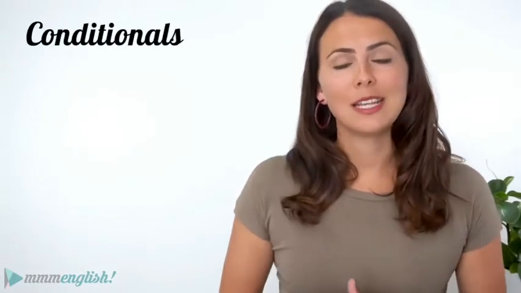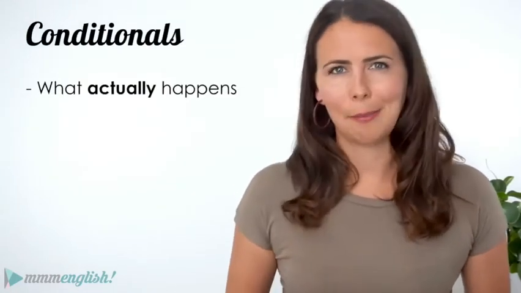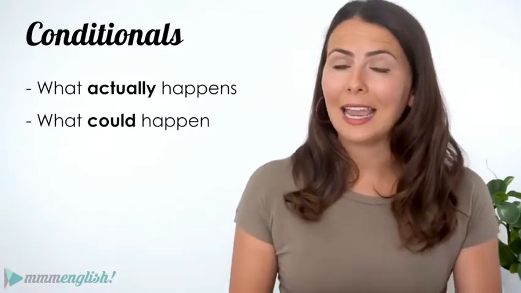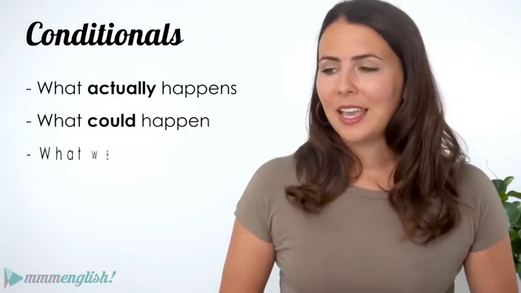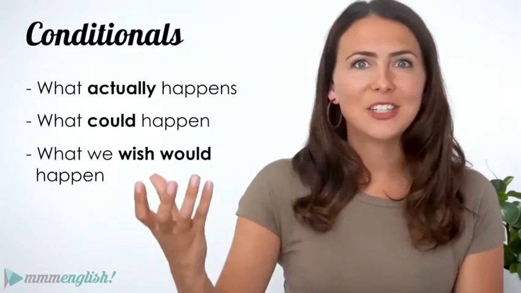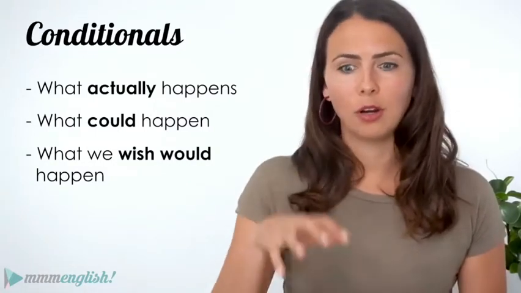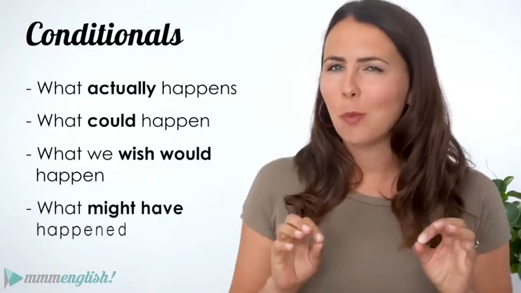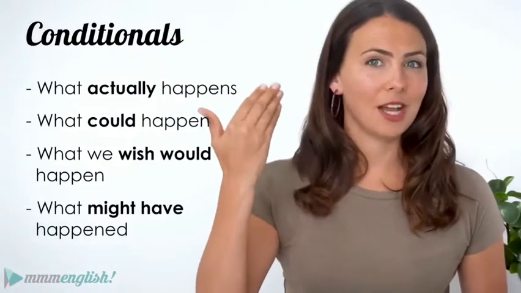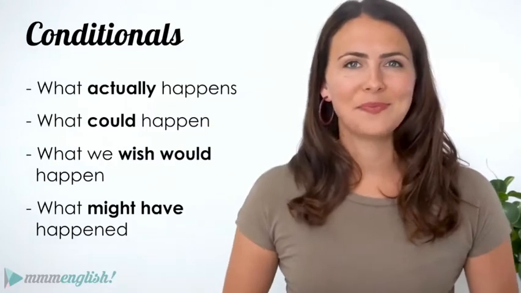We use conditional sentences to explain what actually happens, what could happen, so a possible and likely outcome in the future. We talk about what we wish would happen, so imagining a different outcome for our present situation, and what might have happened, so thinking about a different outcome that happened in the past. Now, there are 4 types of conditional sentences. They're all really similar, but they're not the same.